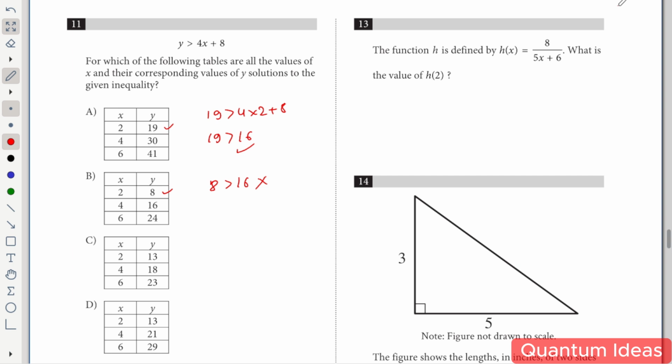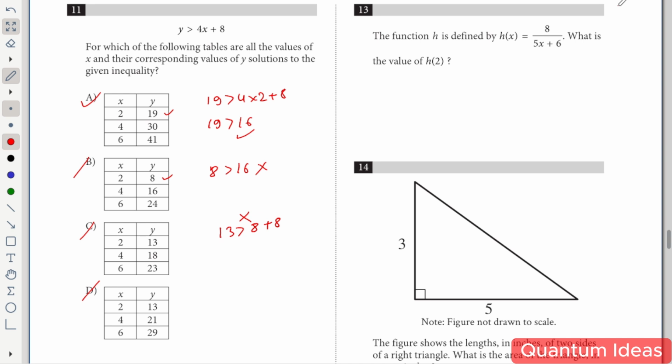Again, let's check this one also. 13 is greater than 4 times 2, which is 8, plus 8, which is 16. That is also not valid. And this is the same. So these are wrong answers. So A must be our final answer.